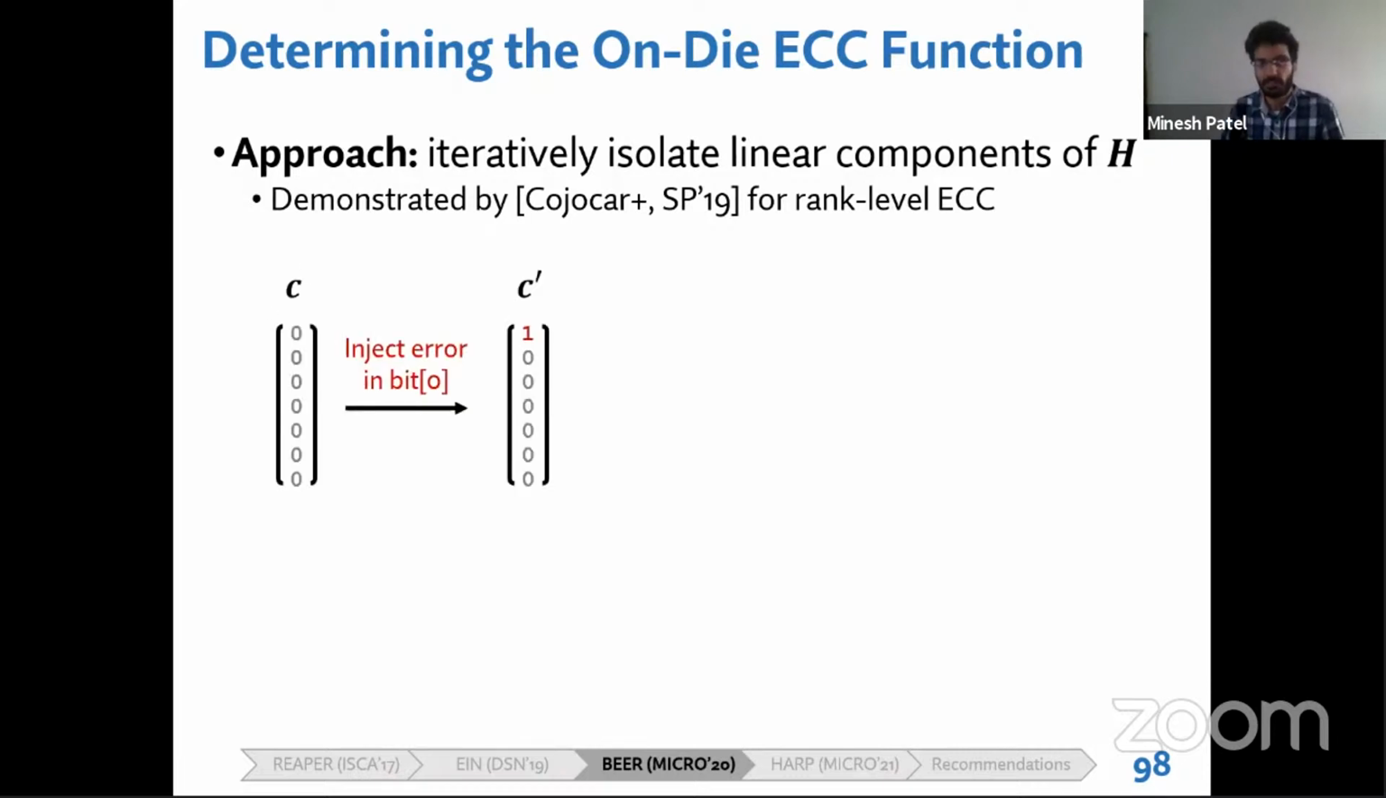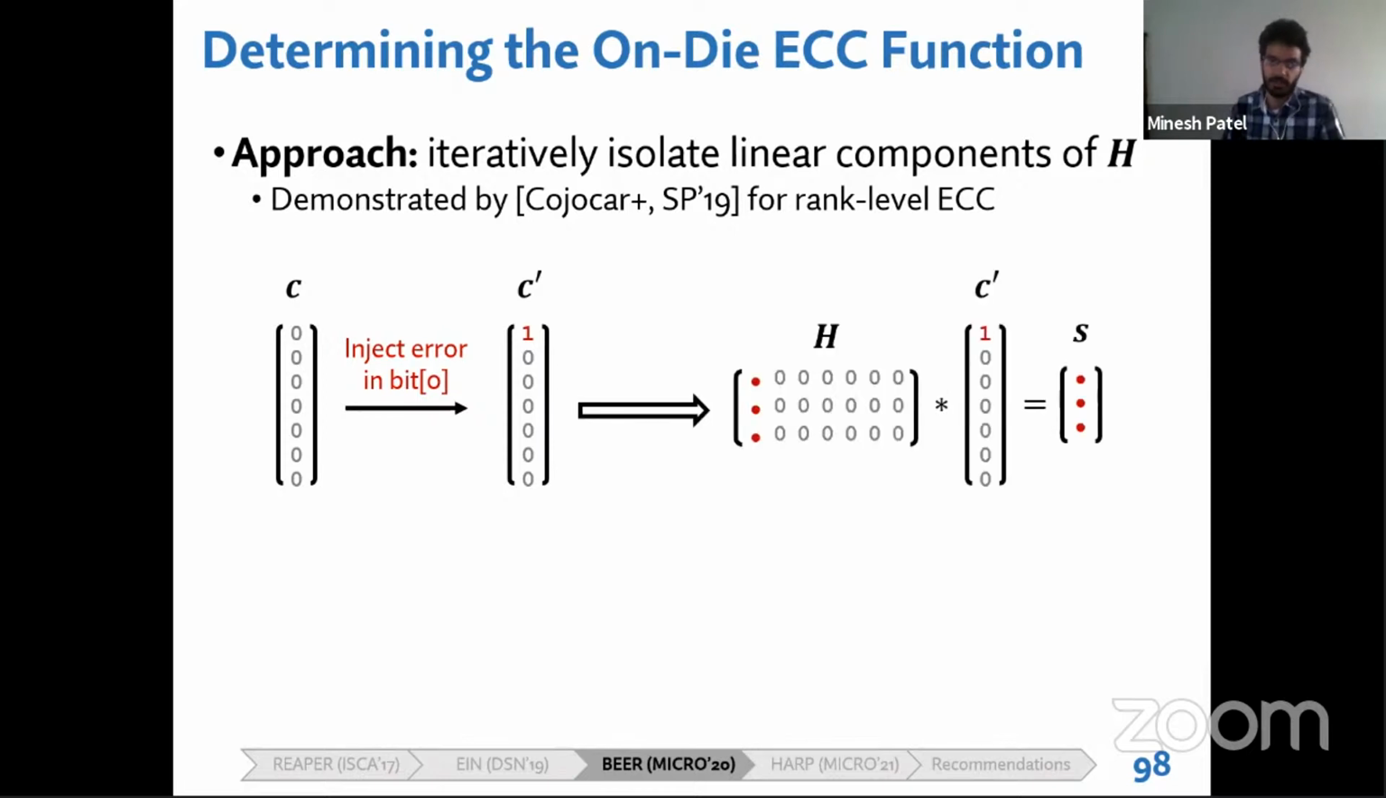And so let's say we start with an error-free code word C, and we inject a single error in bit position 0. And so we illustrate that as a 1 in the code word prime. Now, when we compute the error syndrome, the single error isolates the first column of the parity check matrix because that's how the matrix multiplication works out here. And this means that the generated error syndrome is exactly equal to the first column of the H matrix.